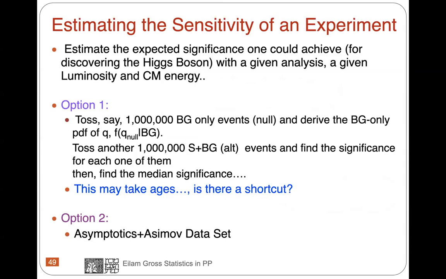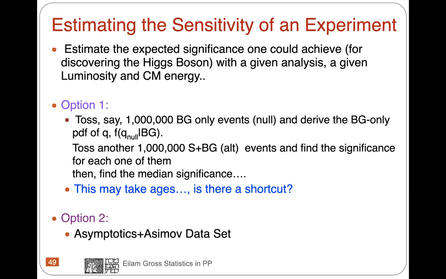Okay, maybe I still have time to explain to you what the Asimov data set is, and then we can stop here and continue next time. Suppose you write a proposal to get some money from an agency, and you want to estimate the expected significance that you could achieve with the designed experiment, with a given analysis at a given luminosity at a given center of mass. So there are two ways to do it.